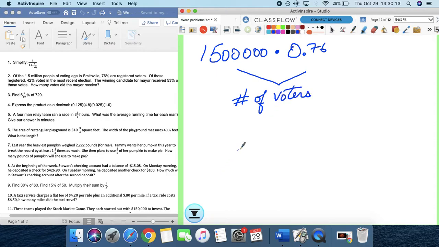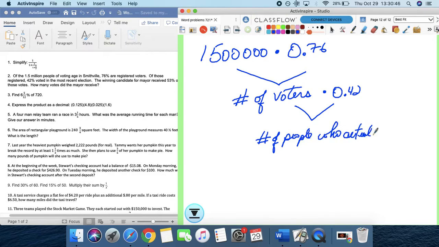All right, so just bear with me for a little bit. So now I know how many people are voting. Among the people that are allowed to vote, not everybody votes. And we have here in the question that only 42% of them vote. So the number of voters, we know how many voters there are. But out of those voters, only 42% voted. So now if I multiply that by 0.42, I get the number of people who actually voted.